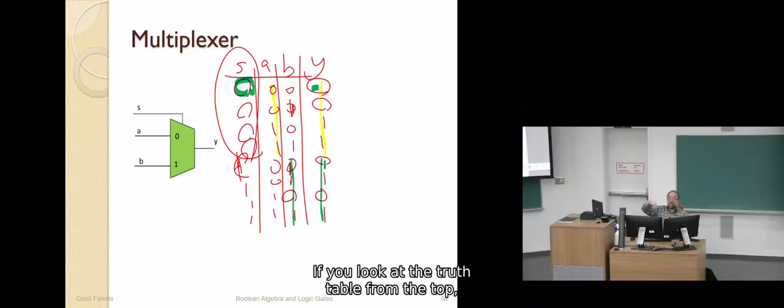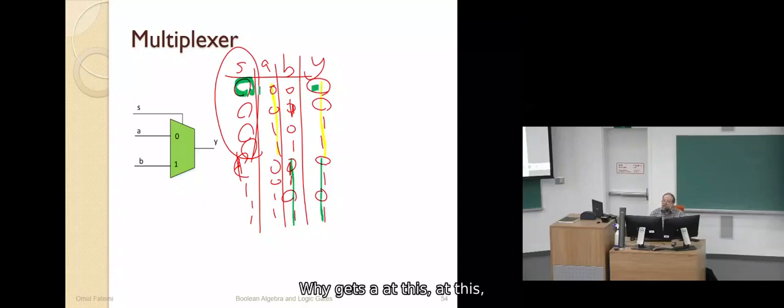If you look at the truth table from the top, you see when S is 0, Y is the same as A. And when S is 1, Y is the same as B. Okay? In the first row, B is also 0, but Y gets A at this condition. When S is 0, Y only looks at A.